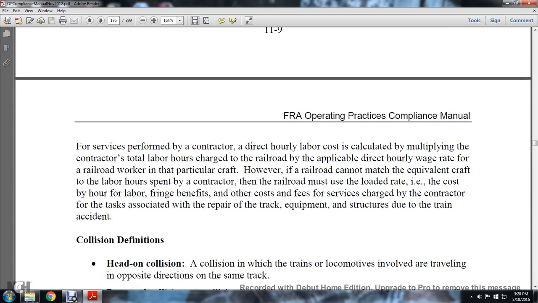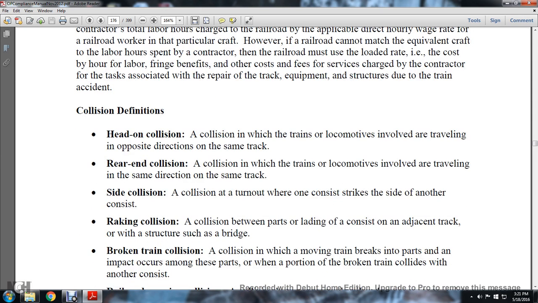For services performed by a contractor, the direct hourly labor costs are calculated by multiplying the contractor's total labor hours by the railroad's direct hourly wage rate for the railroad worker in the particular craft. However, the railroad may not be able to match the equivalent craft for the labor hours spent by the contractor. The railroad might then use the loaded rate, which includes hours of labor, fringe benefits, and other costs, for the service charged by the contractor for the tasks associated with the repair of track equipment and structures due to the train accident.